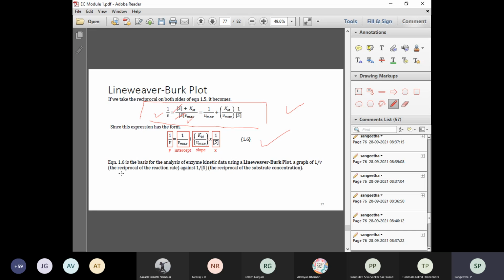Using this equation, the basis for the analysis of enzyme kinetic data using the Lineweaver-Burk plot is a graph of the reciprocal of the reaction rate against 1 by s. What is 1 by s? It is the reciprocal of the individual substrate concentration. How are you going to plot a graph with this? If I ask in the exam how you relate the reciprocal of the reaction rate versus the reciprocal of the substrate concentration, you have to immediately think about the Lineweaver-Burk plot.